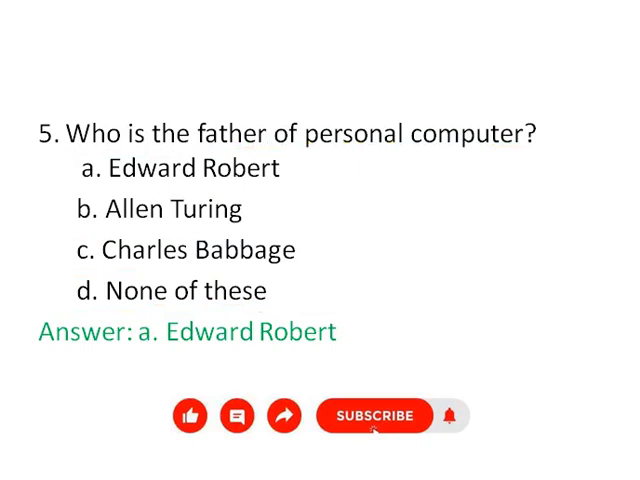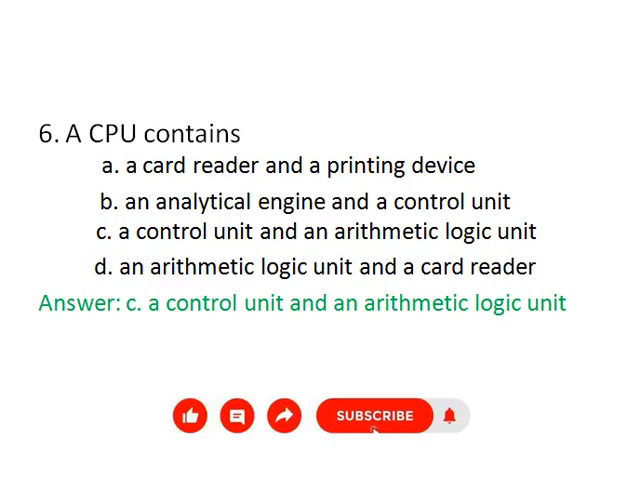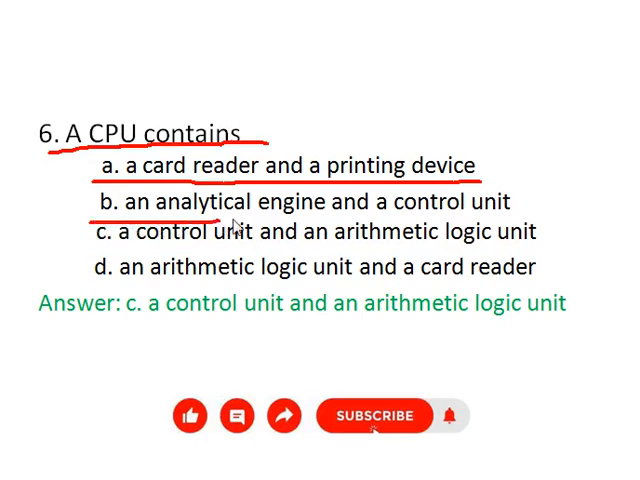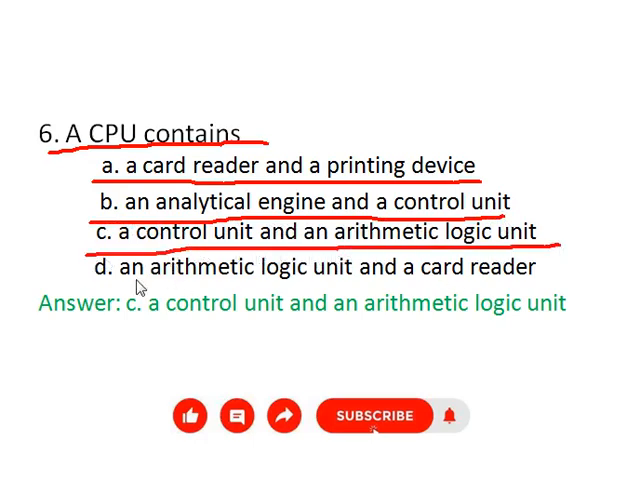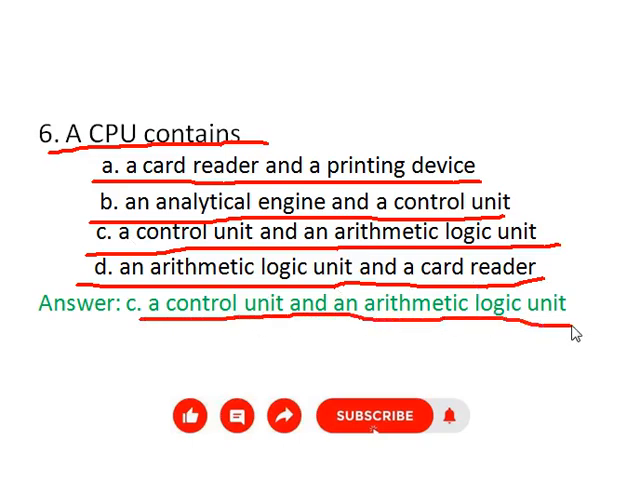Our next question is, CPU contains option A card reader and a printing device, option B an analytical engine and a control unit, option C a control unit and an arithmetic logic unit, option D an arithmetic logic unit and a card reader. So here option C is correct. Option C a control unit and an arithmetic and logic unit. So the correct answer is option C.